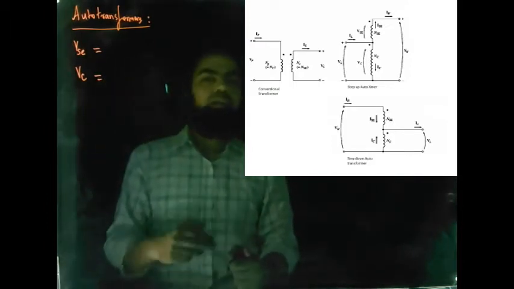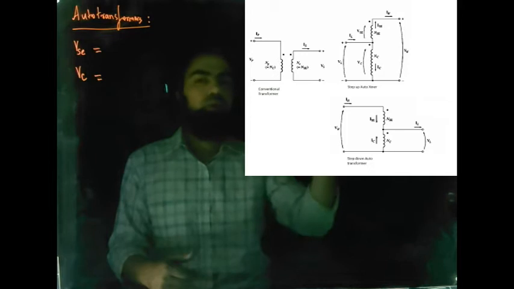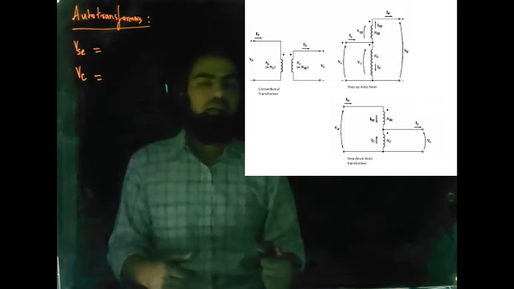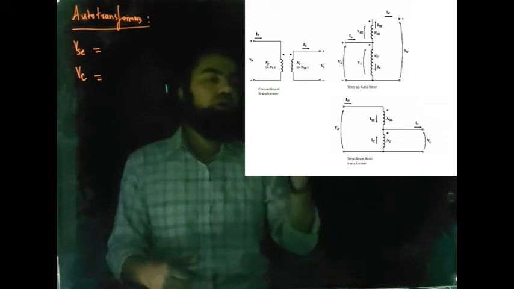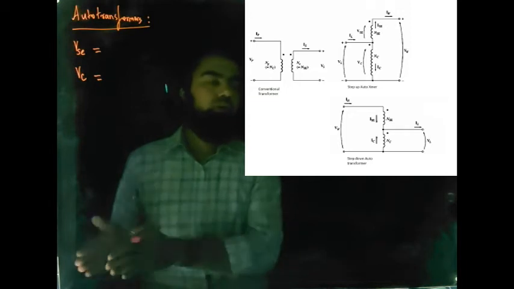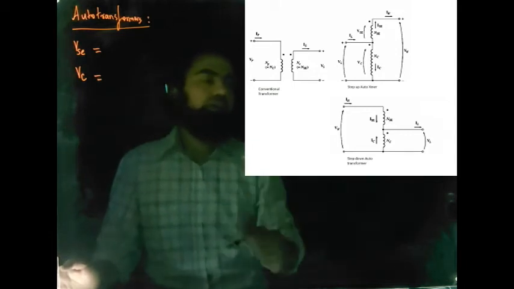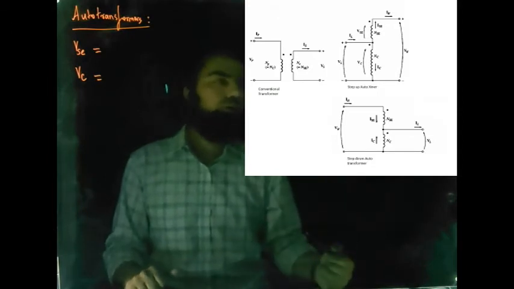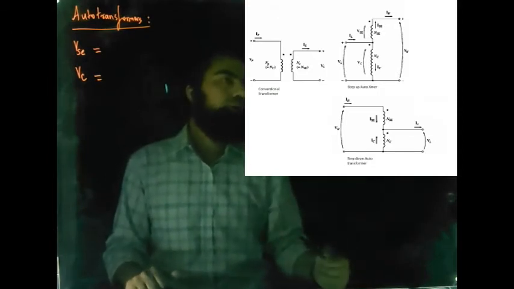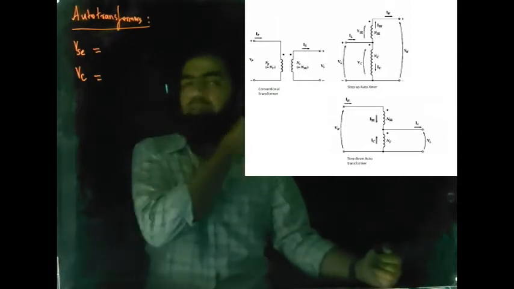VSC here refers to the voltage across the series winding. Instead of calling them primary and secondary winding, we'll be calling them common winding and series winding. Common winding is that part of this transformer which is common to both the low voltage side as well as the high voltage side. So voltage across the common winding is VC. The portion of the auto transformer that is available only on the high voltage side will be referred to as the series winding.